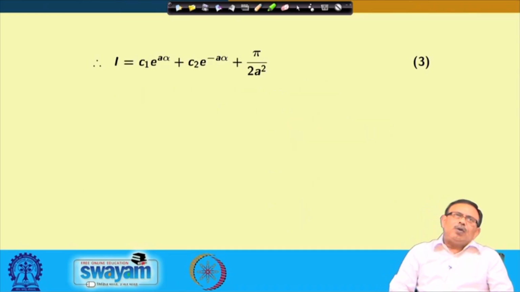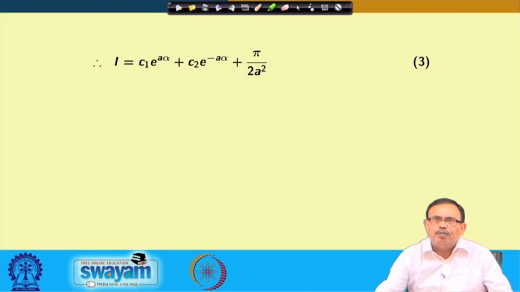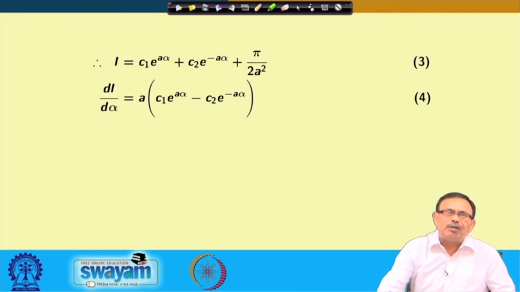So, your I is equation 3, C 1 e to the power a alpha plus C 2 e to the power minus a alpha plus pi by 2 a square. So, I have now basically my next job is to find out the value of the constant parameters C 1 and C 2. I have equation 1, 2, I have equation 3. Equation 1 is the integral of I, equation 2 is of d I d alpha, equation 3 actual value of this, and this equation 3 I can again differentiate with respect to alpha, and I will obtain the equation 4.